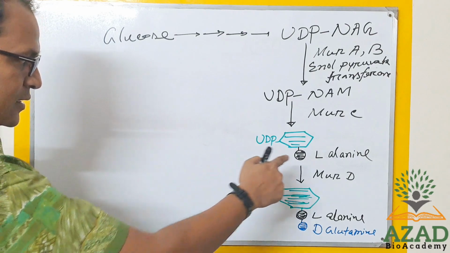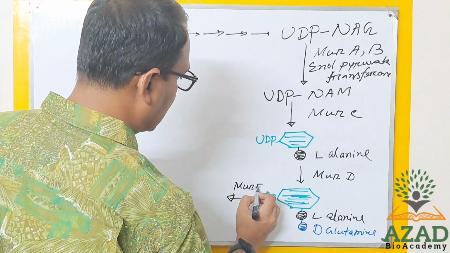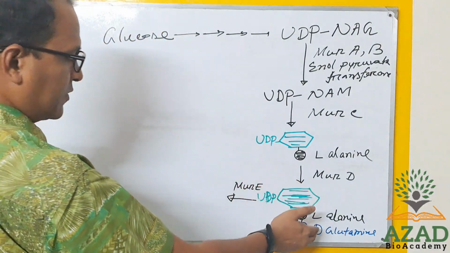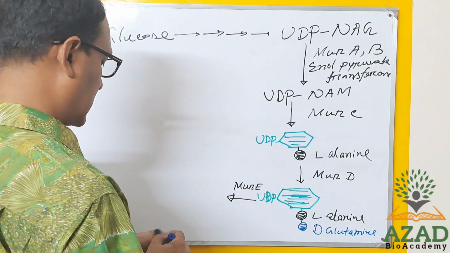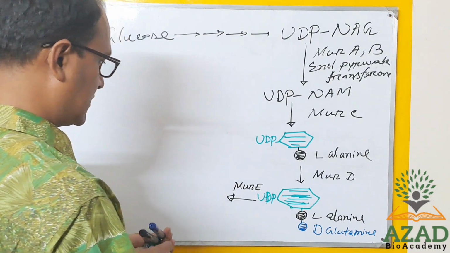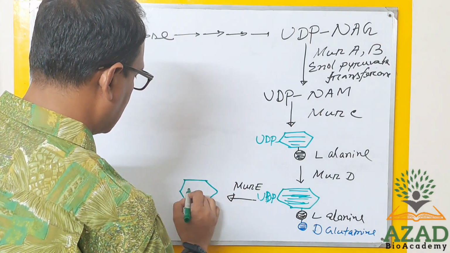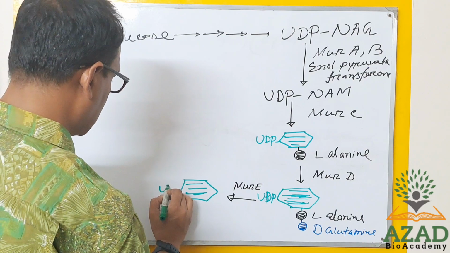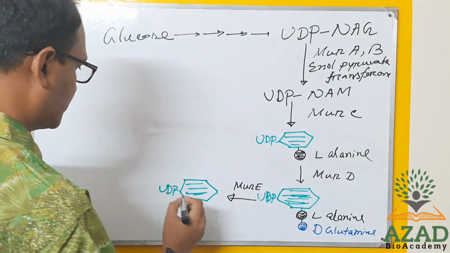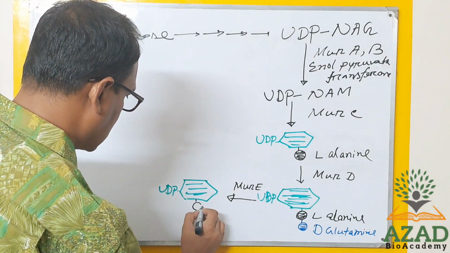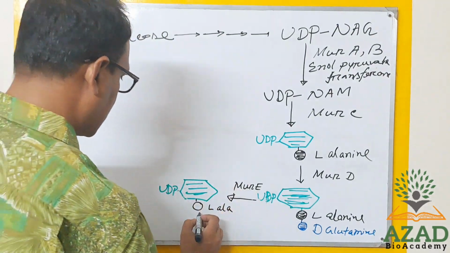amino acid will, another enzyme will work, that is MUR-E, and it will add another amino acid to the dipeptide chain, which is attached with the N-acetyl muramic acid. Okay, so here the sugar part, and this is UDP attached here, and one is your ALA, that means alanine.